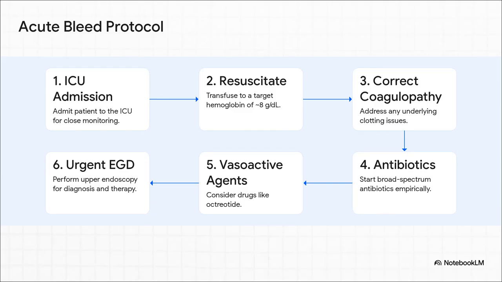Okay, your patient is actively bleeding from a suspected gastric varix. This is an all-hands-on-deck emergency. The protocol is straightforward. Step 1, get them to the ICU. You've got to resuscitate, but be careful. The target hemoglobin is right around 8. Then you correct any clotting problems, start broad-spectrum antibiotics, and get them on a vasoactive drip like octreotide. And the final, most critical step is an urgent call to GI for an upper endoscopy, like now.